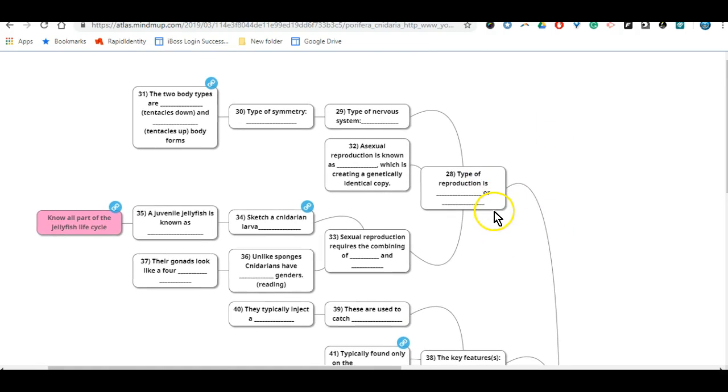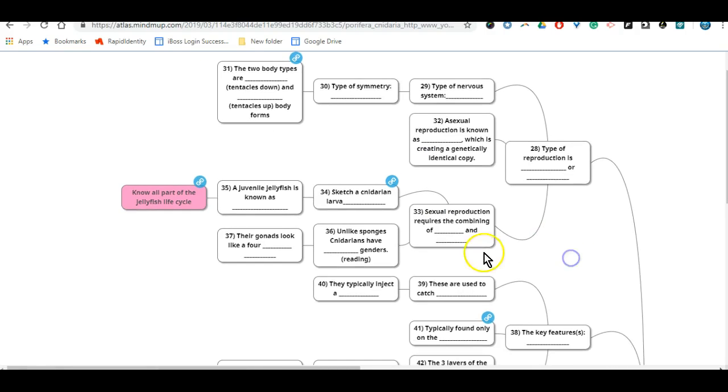All right, coming over here, type of reproduction. Similar to sponges, asexual and sexual. What is it called when they reproduce asexually? What type of nervous system do they have? What type of symmetry? And what are the 2 body types? This link here will show you the 2 body types again. All right, sexual reproduction combines what and what? Sketch a sponge larva. There's one right here.